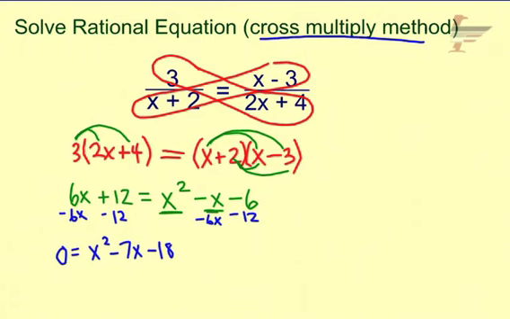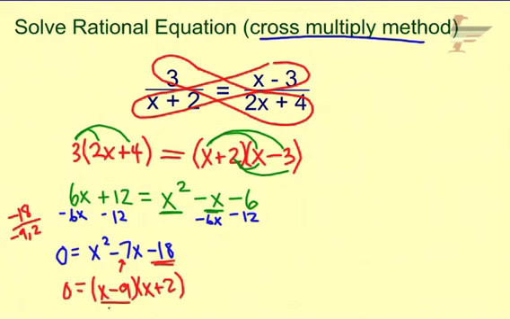So we end up with 0 equals x squared minus 7x minus 18. And now to factor this, we want to look for factors of negative 18 that will add up to negative 7. And we come up with negative 9 and a positive 2. So 0 equals x minus 9 times x plus 2.